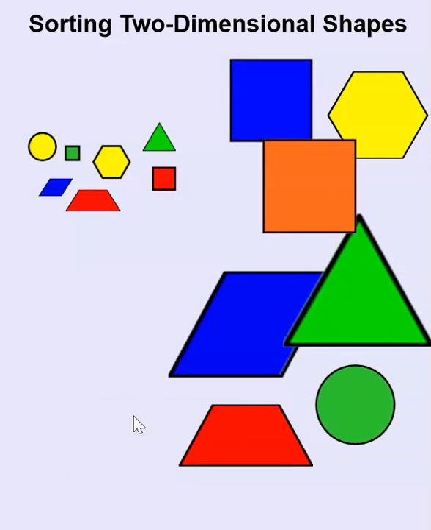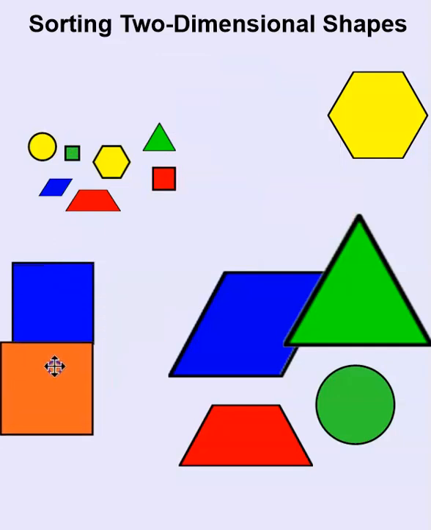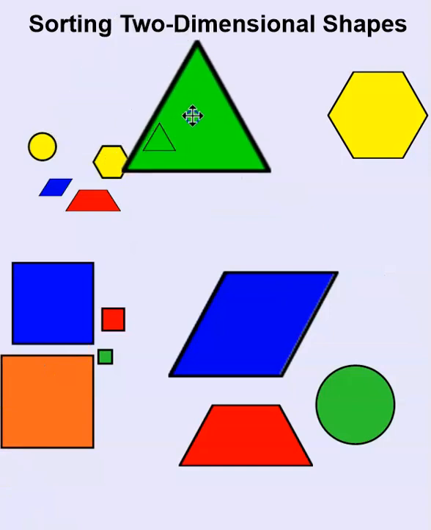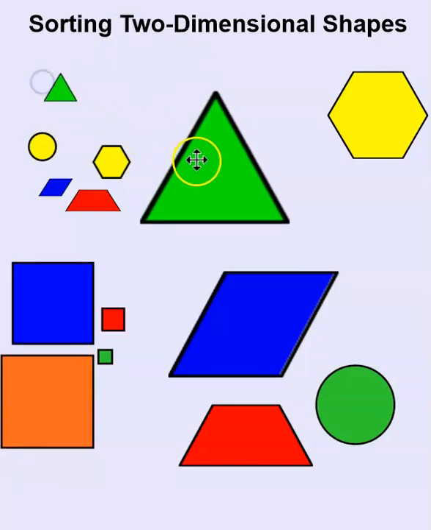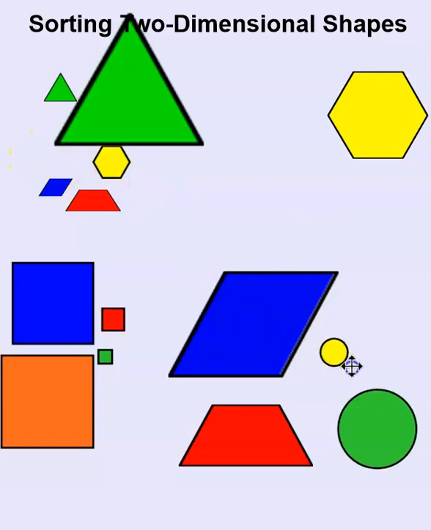I could also sort it by the shape. So I'm noticing that I also have some squares. So I could put my squares together. I have some big squares and some little squares, but they're all squares. I have some triangles. I could put all my triangles together. I also have some circles. I could put my circles together.